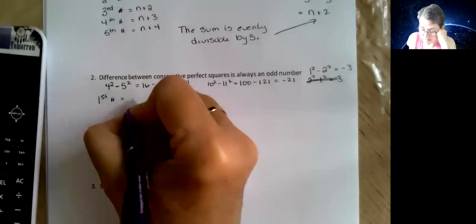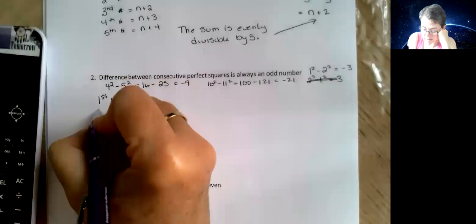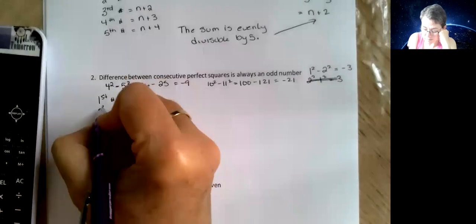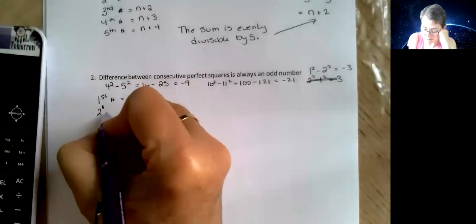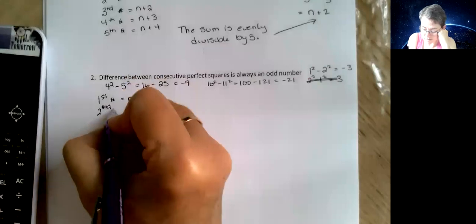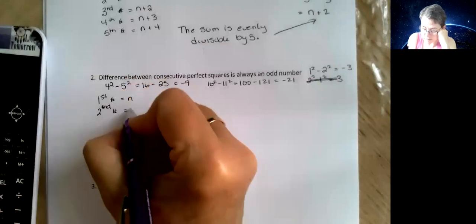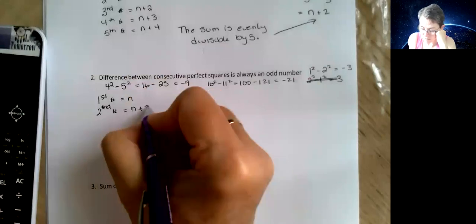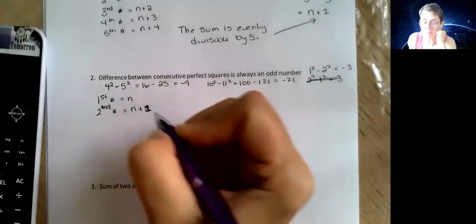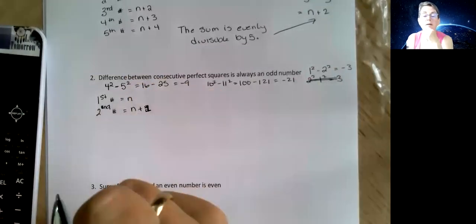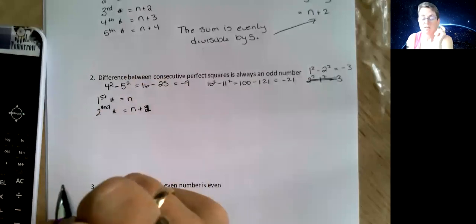All right, so let our first number be n, and our second number is going to be n plus 1. Sorry. Okay, but I need to square them.